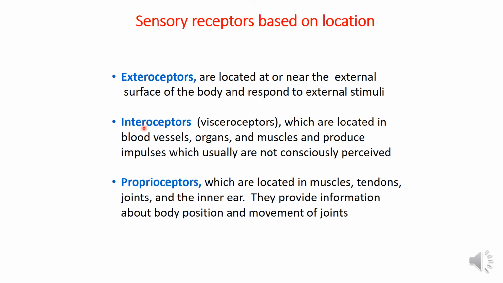Interoceptors located in the viscera respond to changes occurring in the internal environment, like the chemoreceptors you studied in respiration, like the baroreceptors you studied in the cardiovascular system, and we have receptors even present inside the kidney. We have the baroreceptors located in the juxtaglomerular granular cells that stimulate the release of renin. We have receptors located in the kidney for the oxygen level that stimulate the release of erythropoietin. So this is considered as interoceptors.